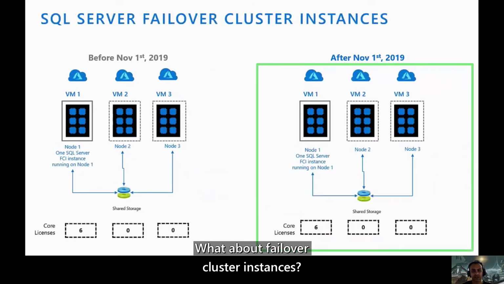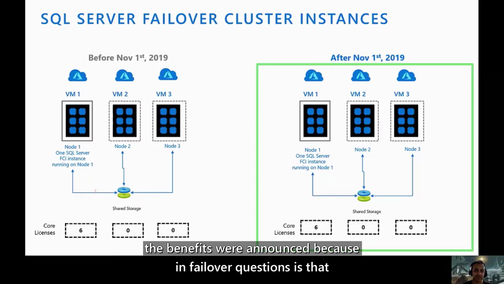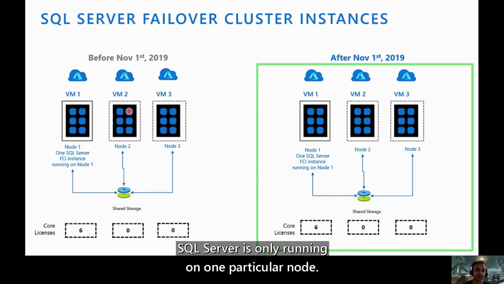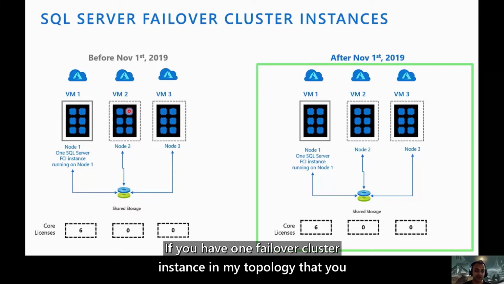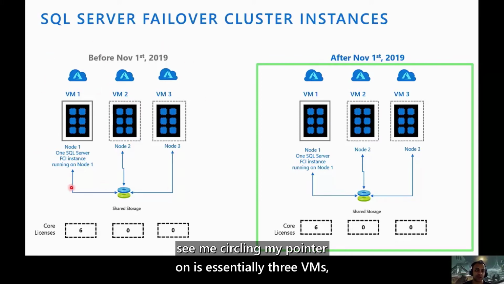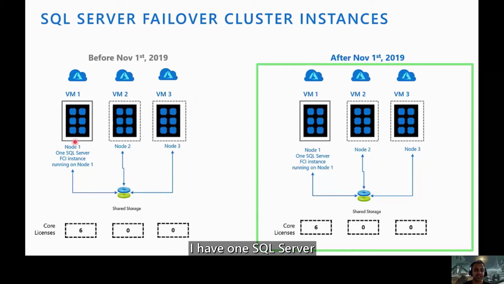So what about failover cluster instances? Failover cluster instances were not different from a DR standpoint before and after the new benefits were announced, because in failover cluster instances, SQL Server is only running on one particular node. The topology that you see me circling with my pointer is essentially three VMs, which are part of a Windows Server failover cluster. I have one SQL Server failover cluster instance, which is running on node one, which means on node two and node three there isn't a SQL Server instance running.